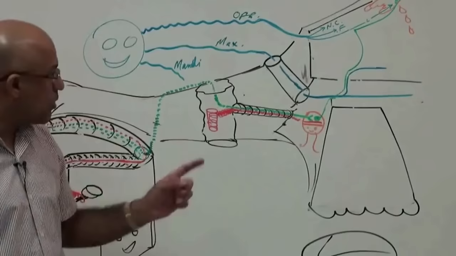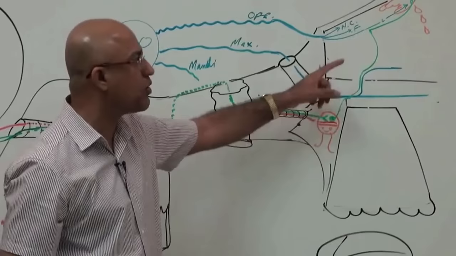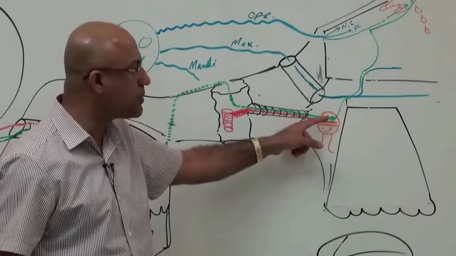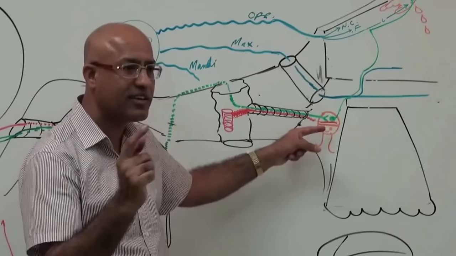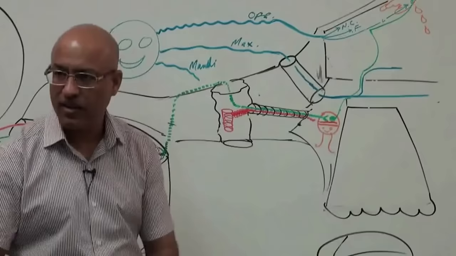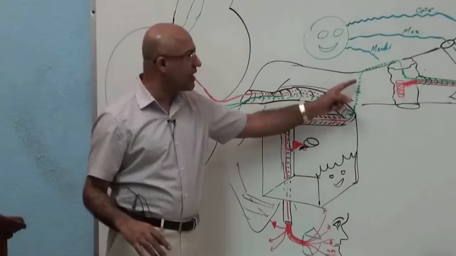So a good doctor will remember that from the pterygopalatine ganglion, postganglionic parasympathetic fibers go for lacrimation. But an excellent doctor will remember these parasympathetic fibers not only go to the lacrimal gland, but through other branches of the pterygopalatine ganglion, they go to the nasal glands, the paranasal sinus glands, and the palatine glands. Am I clear? Any question? No, thank God. So these parasympathetic fibers are done with the lacrimatory pathway.